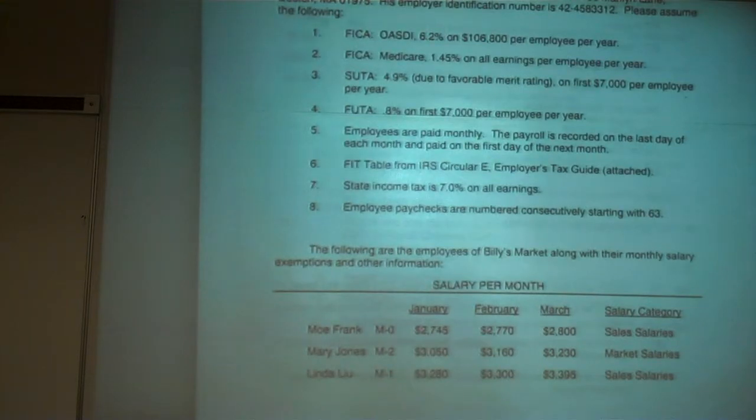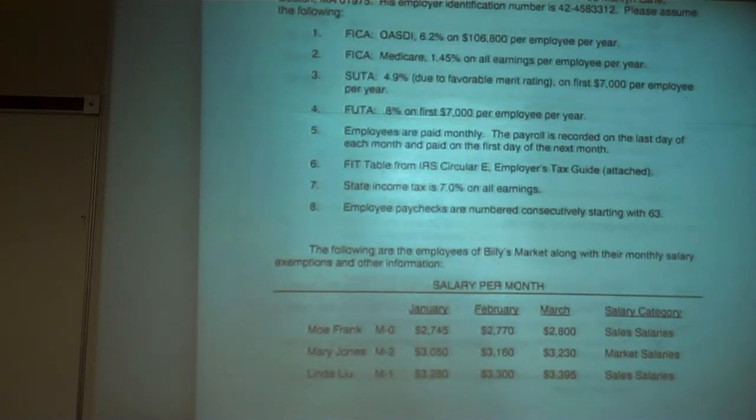FUTA, federal unemployment tax, is 0.8%, a very small amount, on the first $7,000 per employee per year. Employees are paid monthly. The payroll is recorded on the last day of each month. So I'm not telling you whether it has 30 or 31. Count it out with your knuckles to know. The federal income tax table from IRS Circular E, Employer's Tax Guide, is attached. State income tax is 7.0% on all earnings, and employee paychecks are numbered consecutively, starting with number 63.